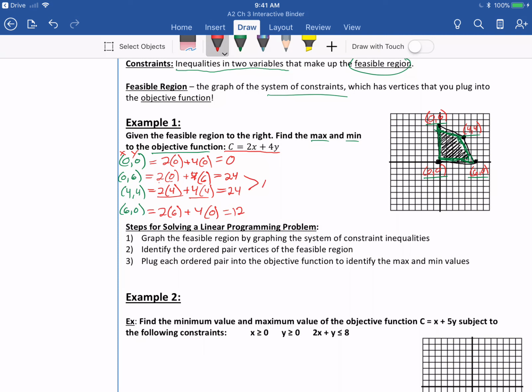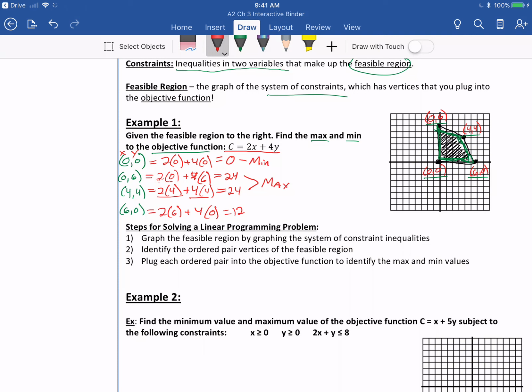This is my max, and look at this. I can have 2 maxes, and that's okay. There's 2 points that both give me the same max. That's okay. And then now, obviously, that 0 is my min. So that's all we're really looking for there: which one maximizes and which one minimizes your objective function. Awesome.